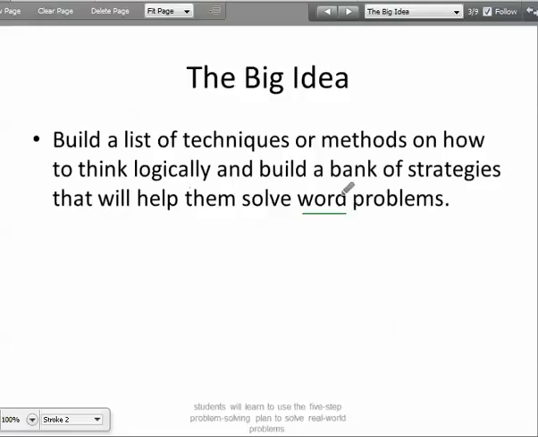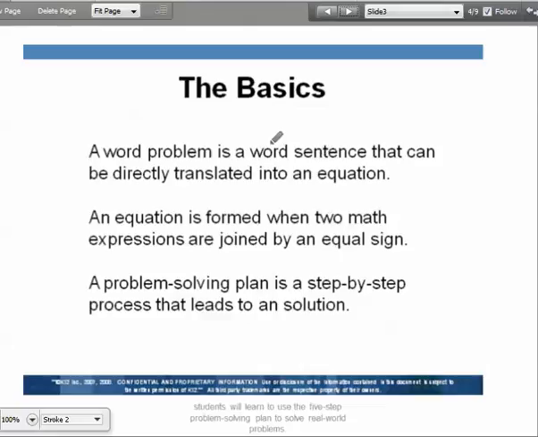Why? Because a lot of the problems you're going to see both in this course and on the unit test and on the end of the course test are all word type problems that you have to be able to solve to come up with answers. So let's get going and see what we come up with.